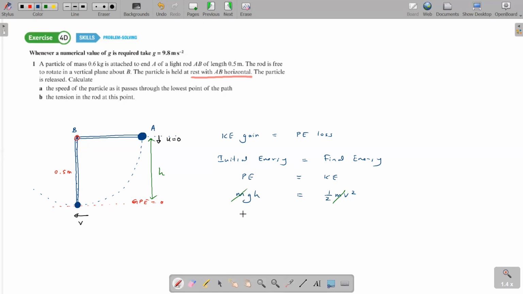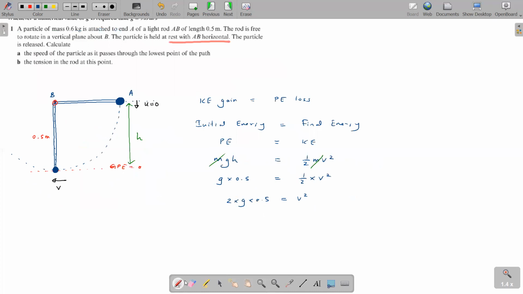So g into height 0.5 equals half into v square. Making v the subject, you get 2 into g into 0.5 equals v square. 2 into 0.5 is 1. So v square equals g, and v equals root g. You can give the answer correct to 3 SF. When you use g as 9.8 and take the square root of 9.8, you get a long decimal, so correct to 3 SF, 3.13 meters per second.